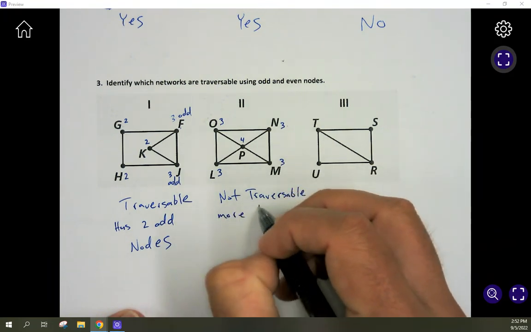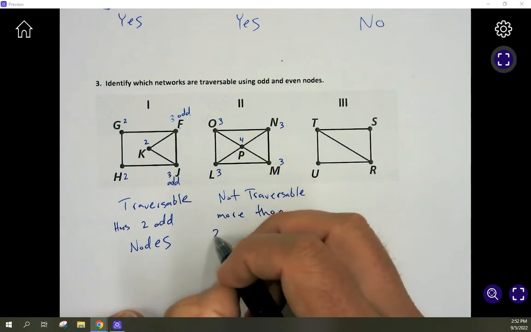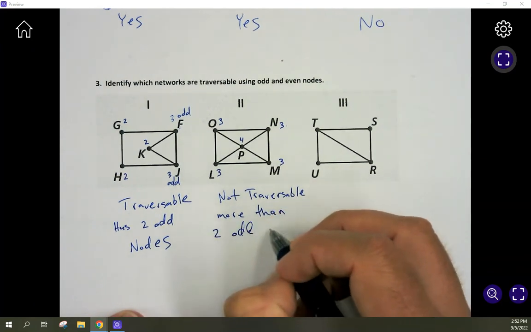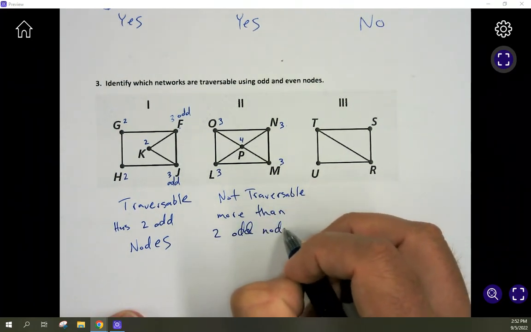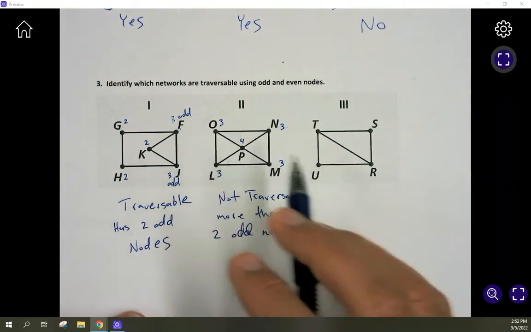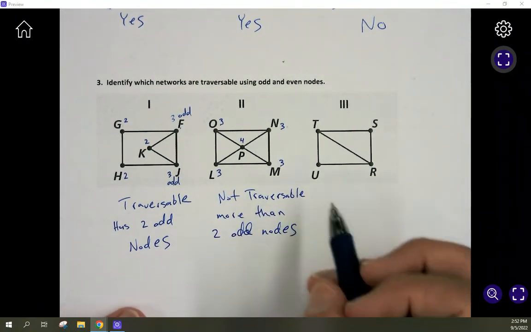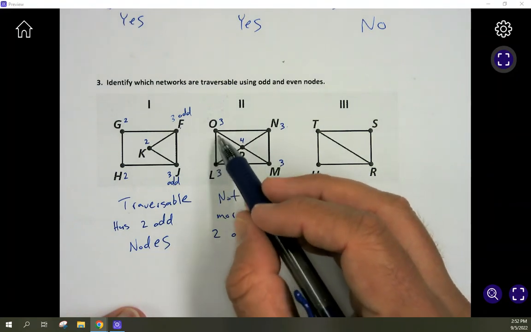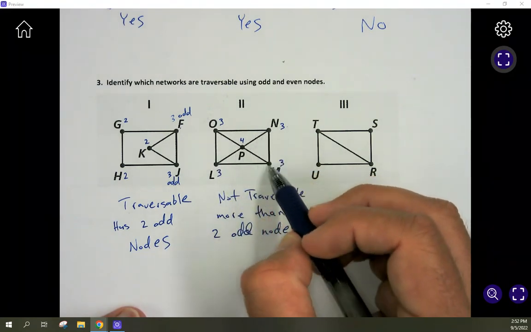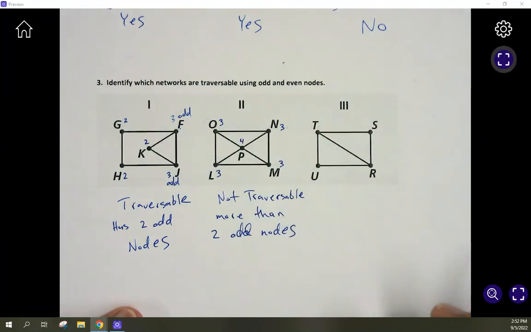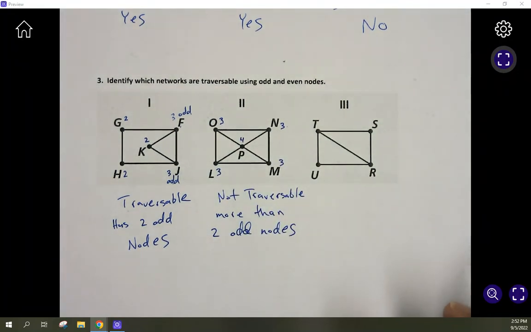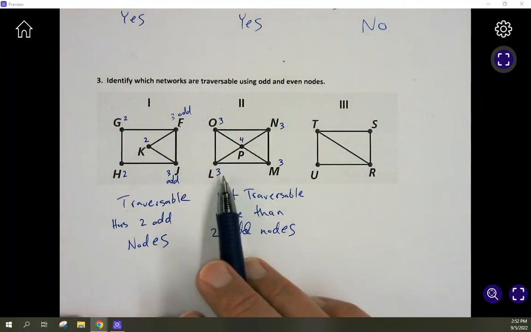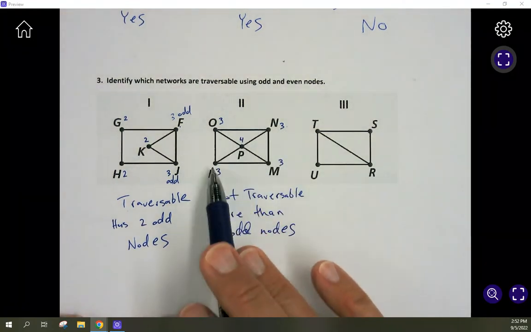Why? Because it has more than 2 odd nodes. So I don't have to sit there for trial and error and go over and over and over and try and find my way around. You could go ahead and try, but you're going to end up tracing all of it except one. You're going to leave something out. It's not going to work. You're not going to be able to go around without overlapping something. And we can start to identify that now by how many odd nodes there are.